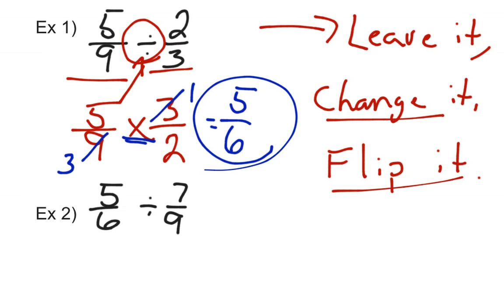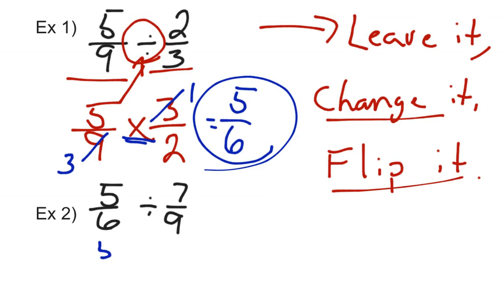Okay, example 2. I'm going to let you do this on your own, but I want you to go through the steps, which is: the 5/6 we leave it, the division we change it, the 7/9 we flip it, and then we do the multiplication problem. So go ahead and do that. Pause the video. Okay, we're back. Here's what we should have done.